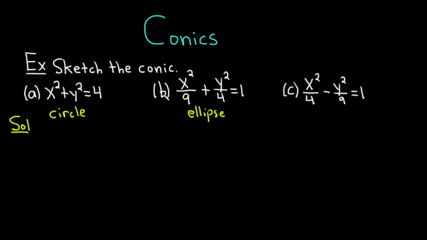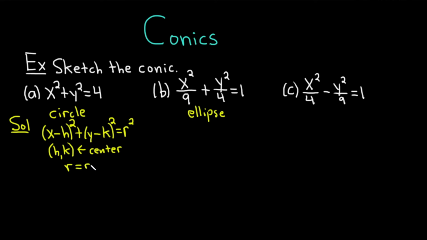So whenever you have a plus sign like this, it's either going to be a circle or an ellipse, but you notice the circle doesn't have the numbers underneath. Let me write down the formula for a circle. It's (x minus h) squared plus (y minus k) squared equals r squared. And the ordered pair h, k is going to be the center of your circle. So center. And r is going to be the radius of your circle.